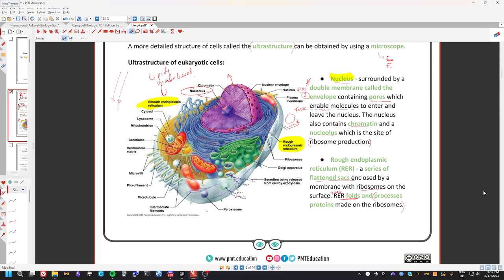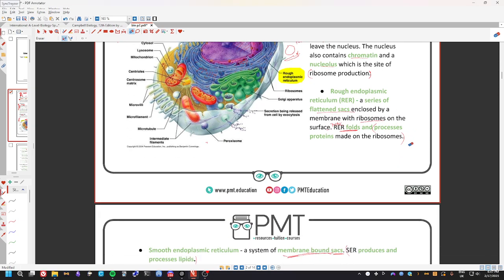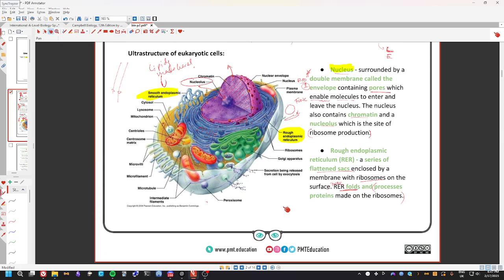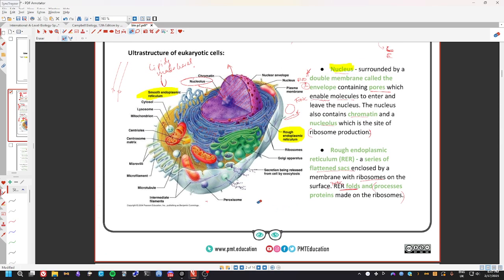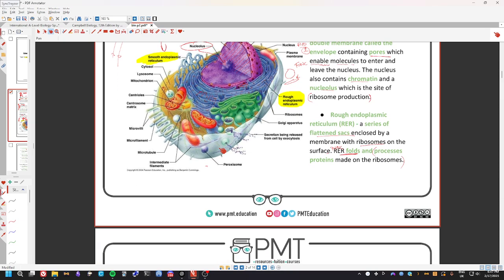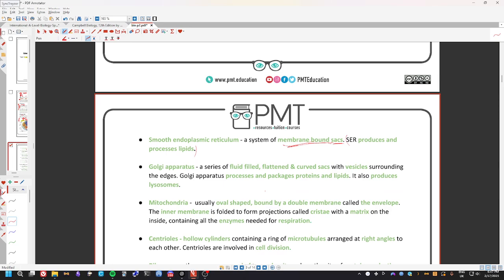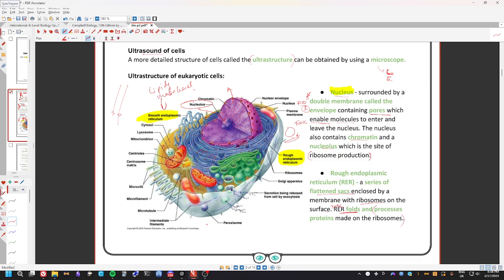Alright, I'm back. So let's continue. We learned about where the lipid production is taking place, and that's usually in your smooth endoplasmic reticulum. And if we move on, now we're talking about the next new thing, the Golgi apparatus. This is your series of fluid-filled, flattened, curved sacs with vesicles, and so on. A lot of jargon. Let's first look at it.